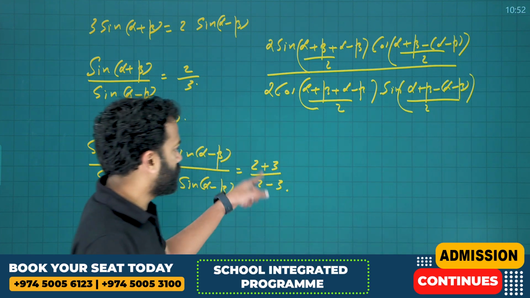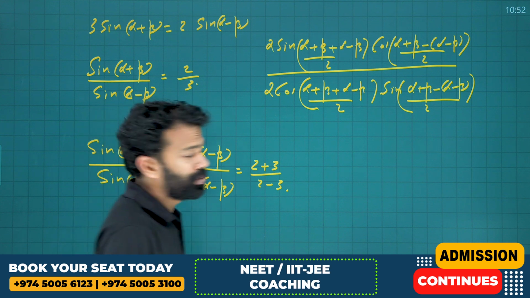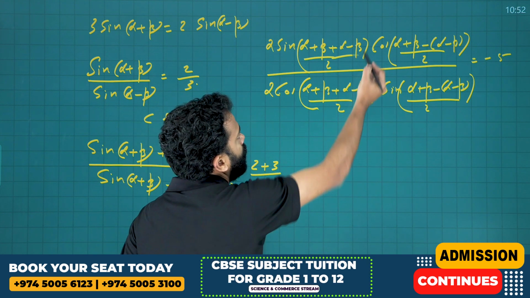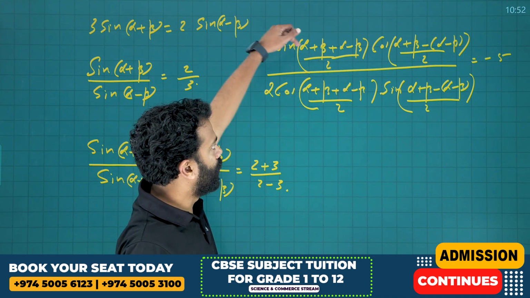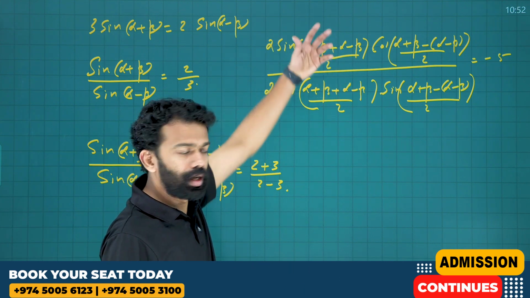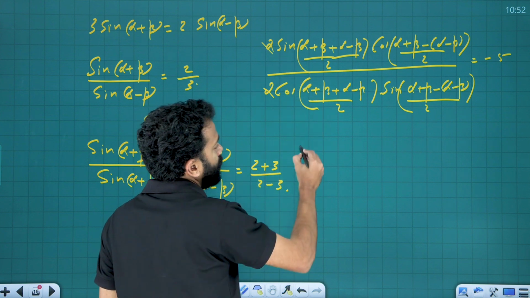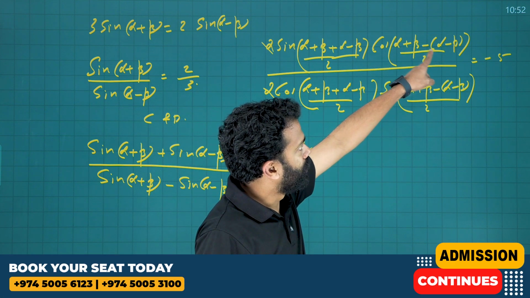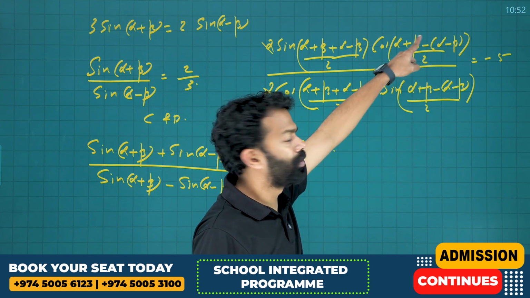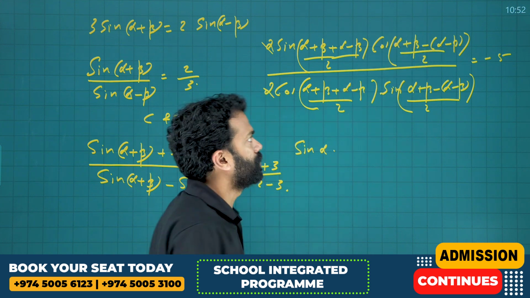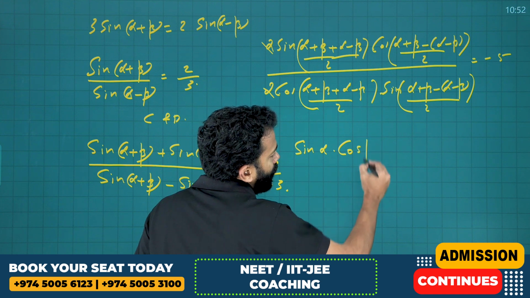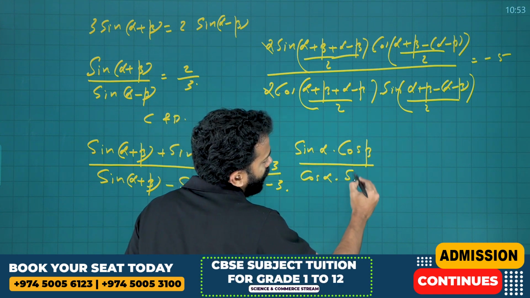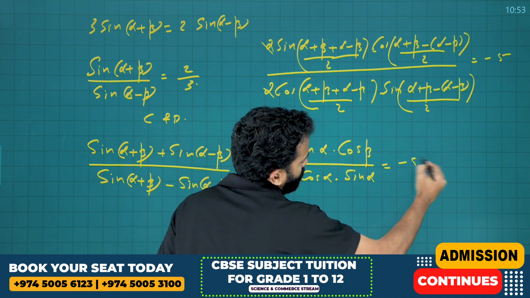And 2 plus 3 by 2 minus 3 is 5 by minus 1, that is equal to minus 5. So here the beta minus beta got cancelled. Alpha plus alpha is 2 alpha, 2 alpha by 2 is alpha, and 2 and 2 also got cancelled. Therefore, it becomes sin alpha. Minus of minus becomes plus, and beta plus beta becomes 2 beta, divided by 2 becomes cos beta, divided by cos alpha into sin beta, which is equal to minus 5.